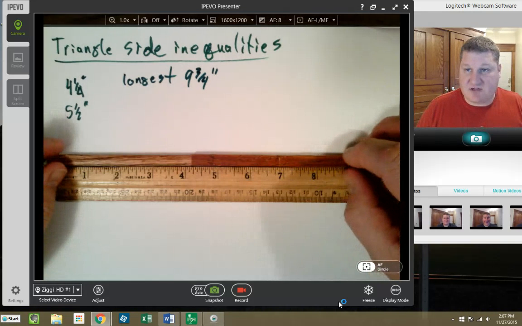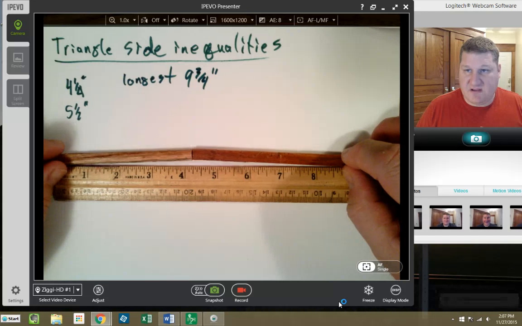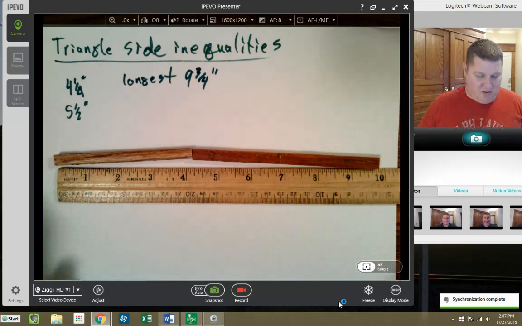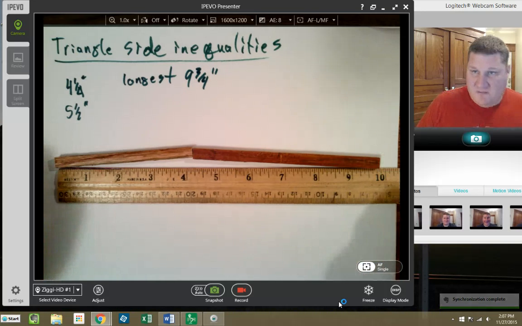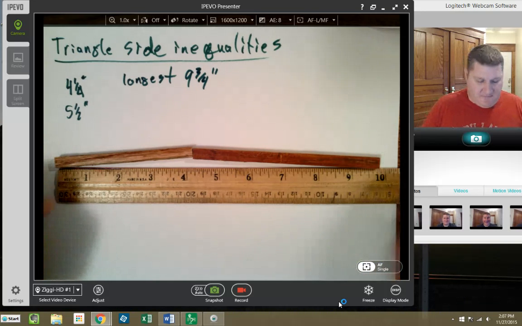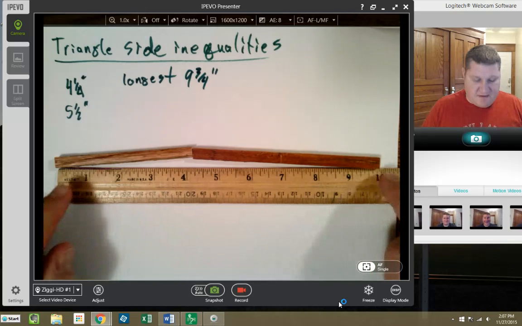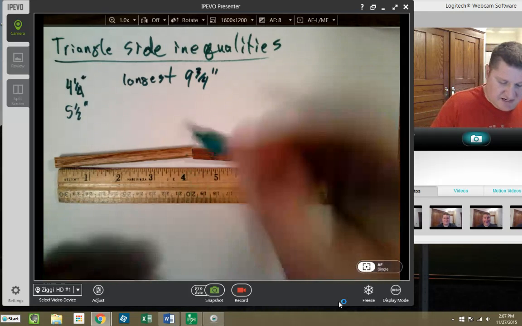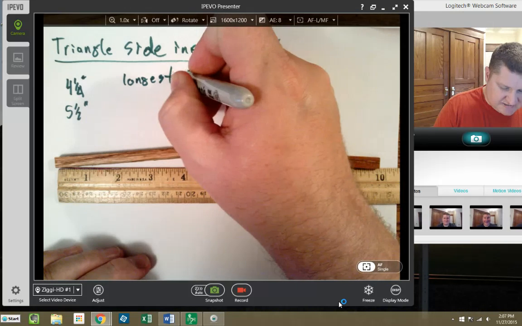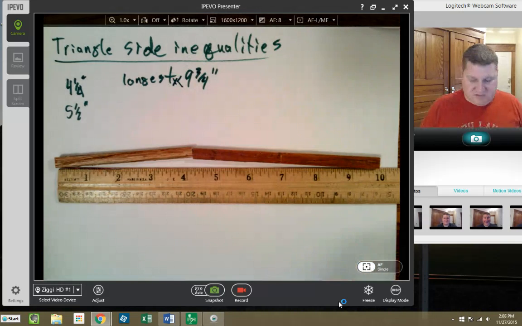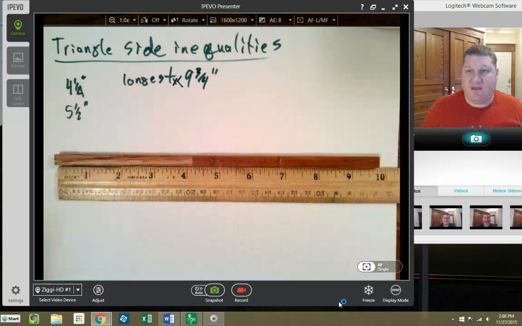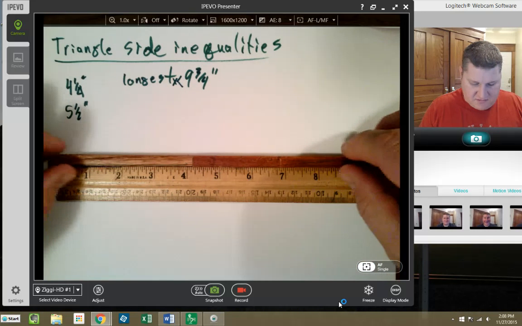For it to really be a triangle, it has to be at an angle. So even if that angle is not very big at all, that means that it's got to be less than 9¾. The longest has to be x is less than 9¾. Otherwise, it's not really a triangle. So if that's the longest, let's see what the shortest would be.